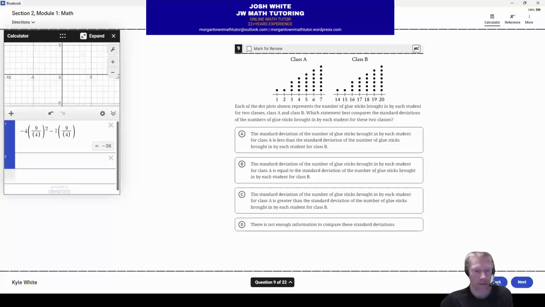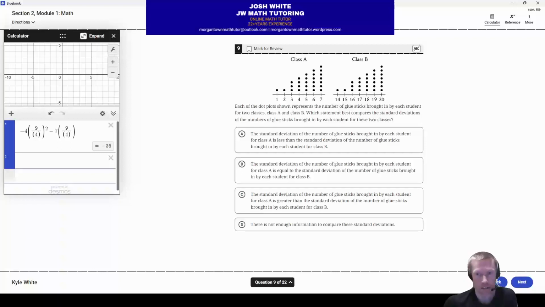All right, next, problem number 9. Here we have two dot plots. They're asking about the standard deviation between each of them. So first thing, you technically could use Desmos for this, and I'll talk about that in a second. But the correct answer for this is going to be B, that the standard deviation between class A and class B are equal to each other.